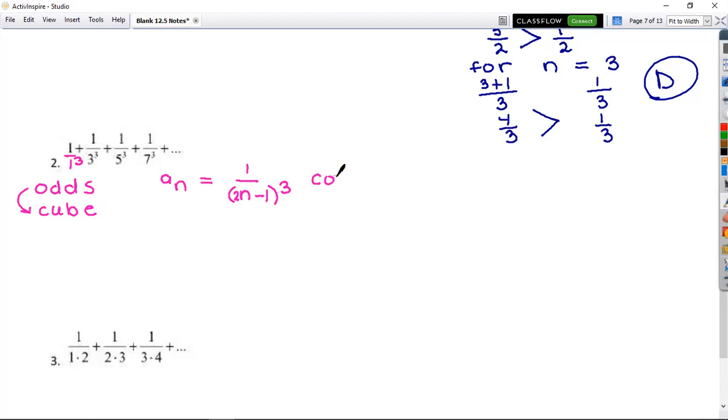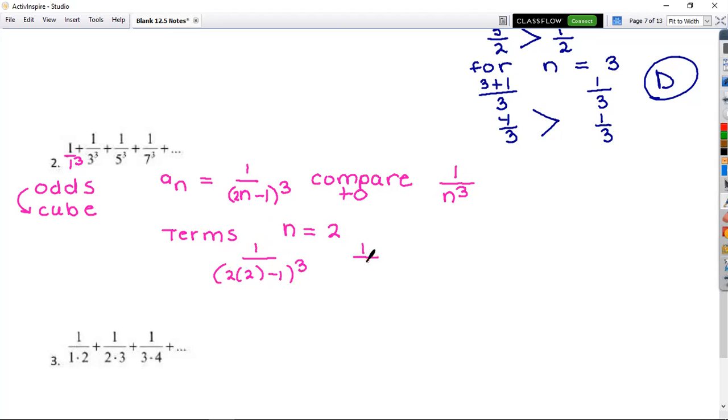And I'm going to compare this to a formula with, once again, the same power of n in the denominator. So I'm going to compare this to 1 over n cubed. All right, so just like that. So again, my terms, I'm going to be n is greater than 1, so I'm going to start right at 2. So for my terms, I'm going to go n equal to, again, 2. So I would go 1 over, and I would have 2 times 2 minus 1 cubed versus 1 over 2 cubed.